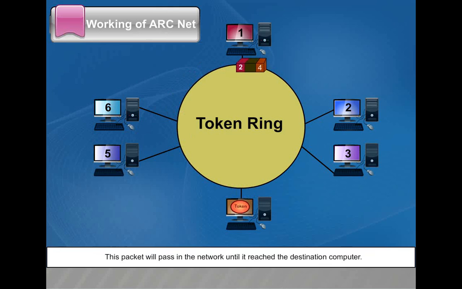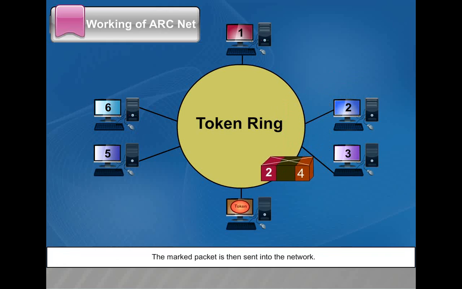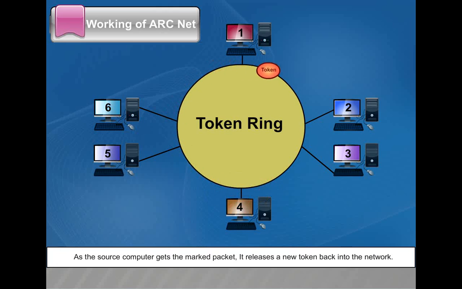This packet will pass in the network until it reaches the destination computer. Then this packet is copied by the destination computer and marked to indicate that the data has reached. The marked packet is then sent into the network. As the source computer gets a marked packet, it releases a new token back into the network.